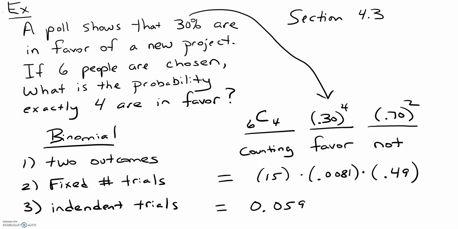0.059535. And we can notice that this number is pretty close to 6%. Therefore, the probability that exactly 4 of our 6 people are in favor of the project is almost 6%.